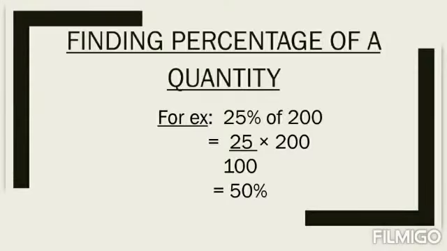Next topic is finding percentage of a quantity. If we have to find out 20% of 200, 20% of a quantity, that is 200, then first remove percent sign. We will write 25 by 100. Of means multiply 200. So 25 by 100 into 200. When we will solve, 50% will be the answer.